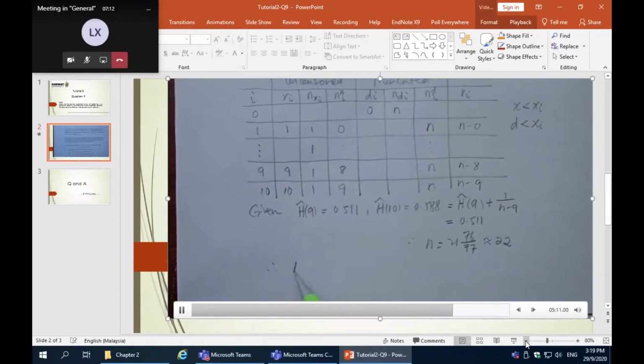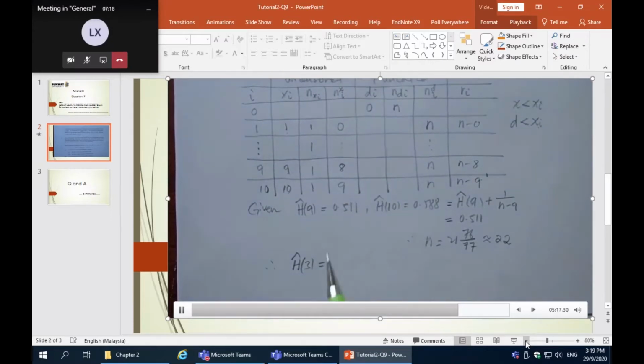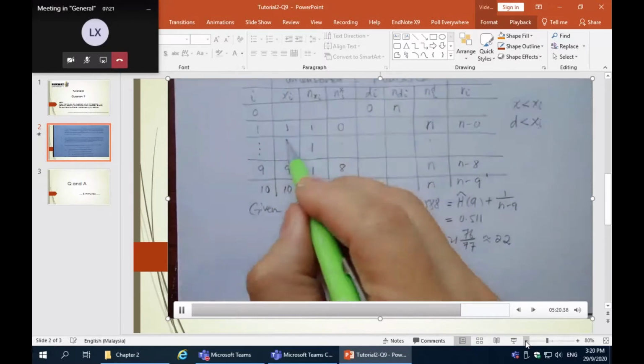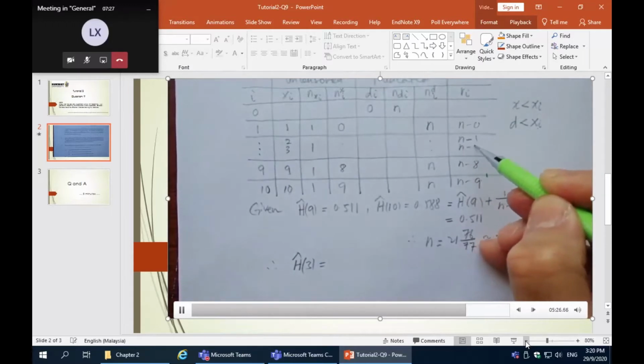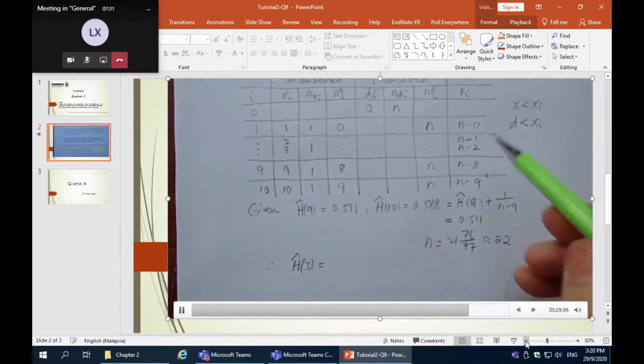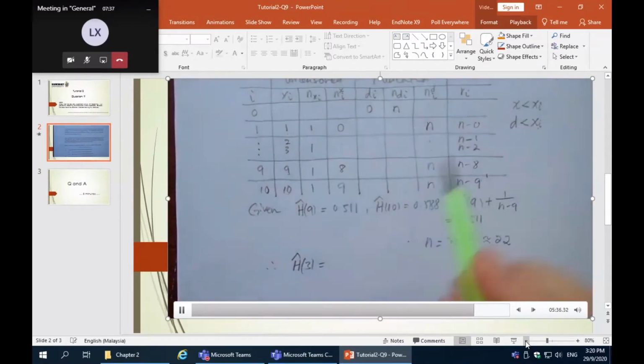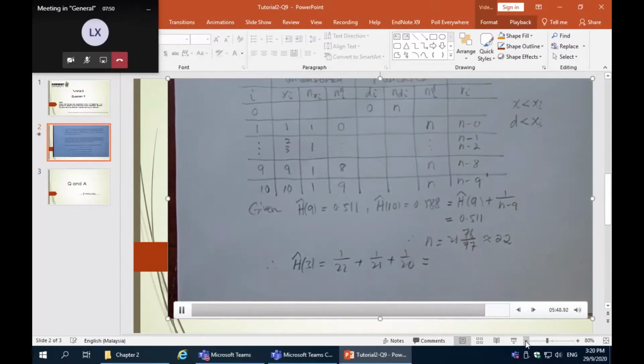So therefore, we can calculate the cumulative hazard rate at 3 by taking Nelson-Aalen. So 3 is involved here, that is n minus 1 and n minus 2. So we substitute our n inside here. Under this Nelson-Aalen, the cumulative hazard rate at 3 equals 1 over 22 plus 1 over 21 plus 1 over 20. So this will give me 661 divided by 4620.